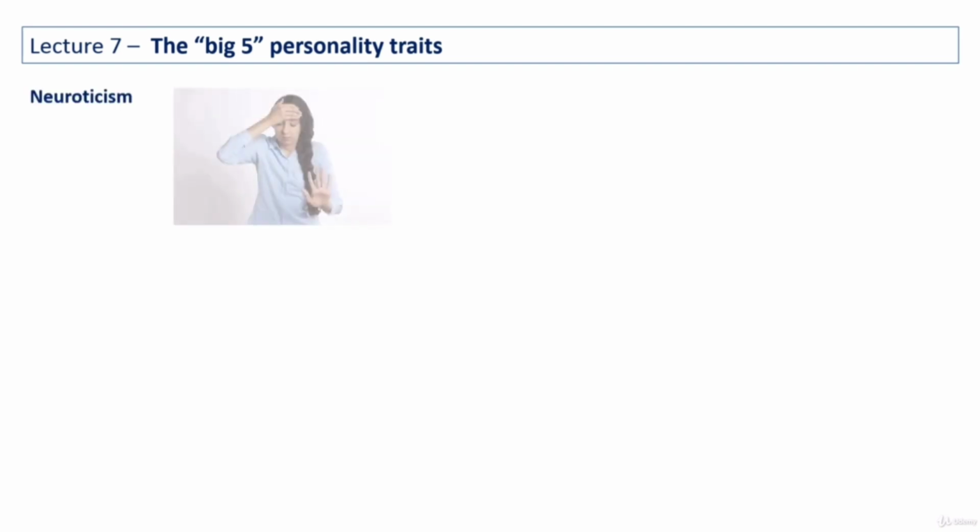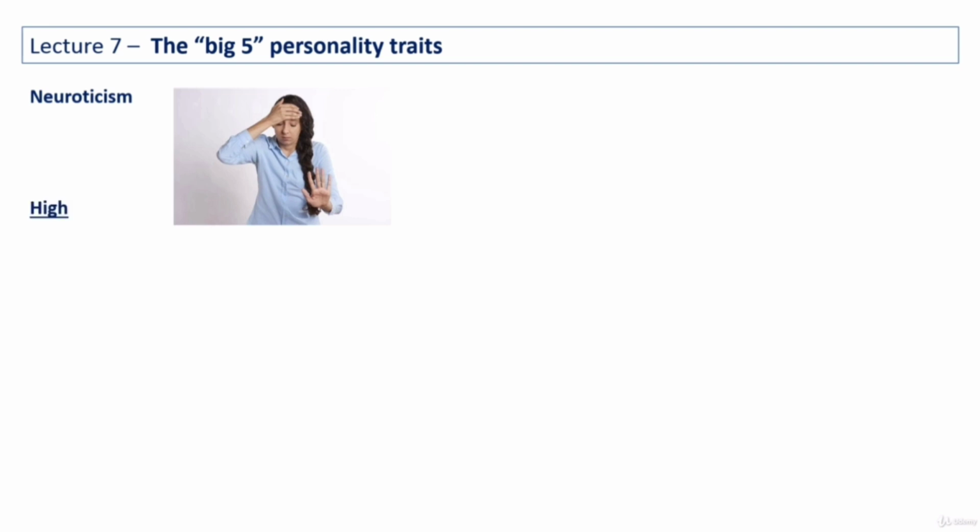And finally we have neuroticism. Neuroticism describes a person's tendency to experience negative emotions, including things like fear, sadness, anxiety, guilt, shame. And of course we all experience negative emotions from time to time, that's perfectly normal and natural. But the fact is some people are more prone to them than others.